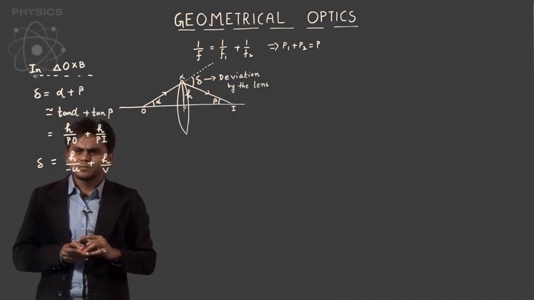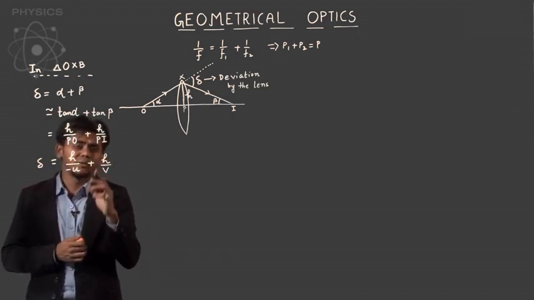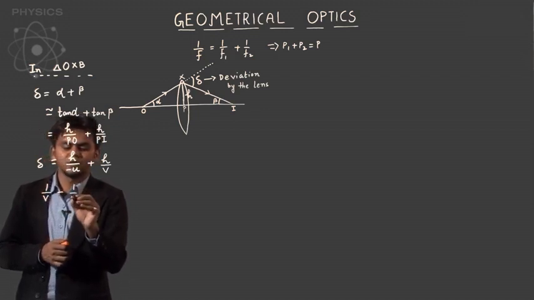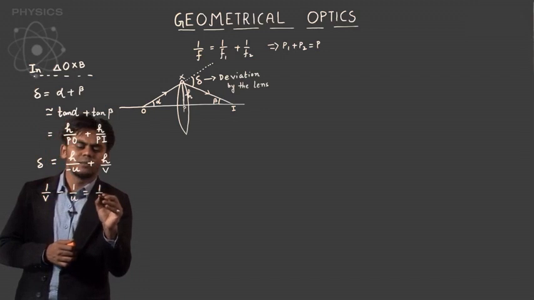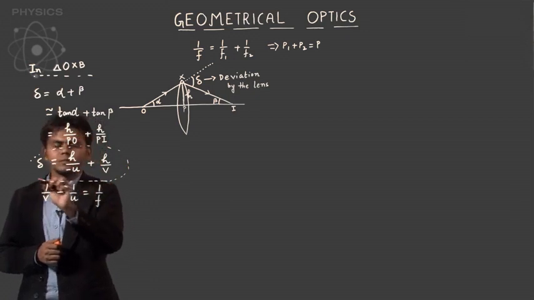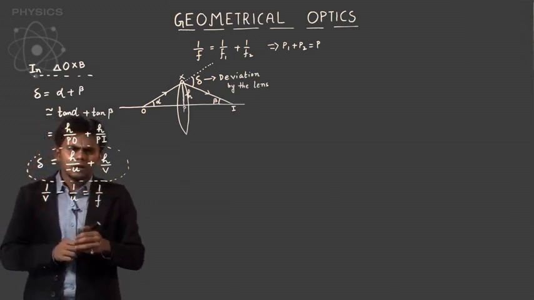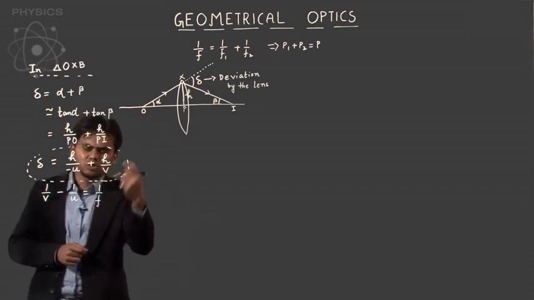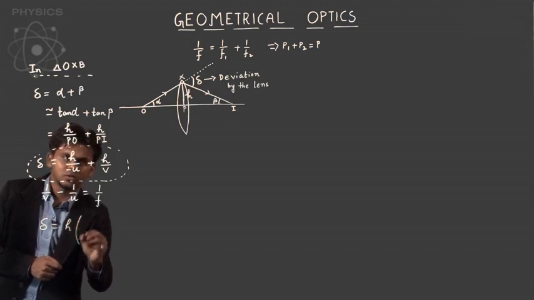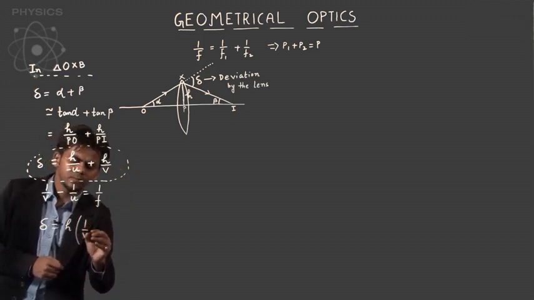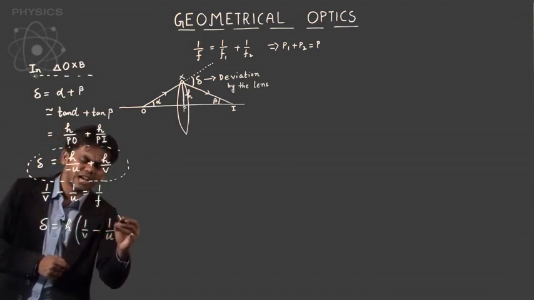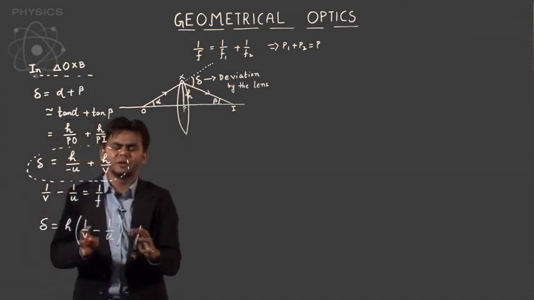Now what I need is, what would be delta? I know from lens formula that 1 by V minus 1 by U is equal to 1 by F. Let's focus over here. If you focus over here, I can take H common. So delta would be essentially equal to H times 1 by V minus 1 by U. Does this make sense? I hope it's actually very clear. I don't have to explain every bit of it.